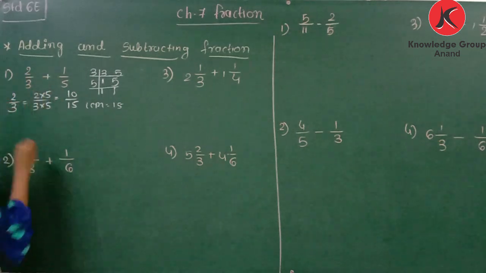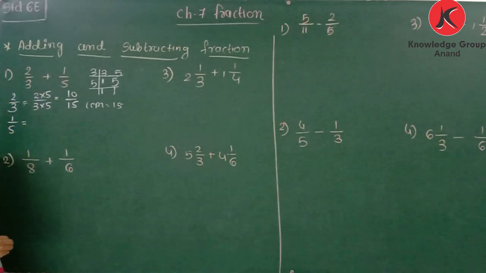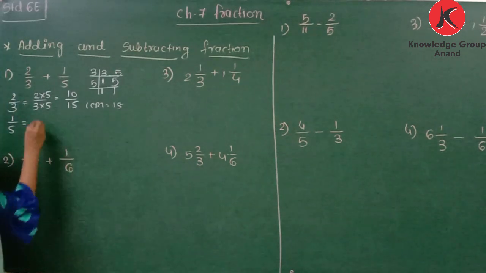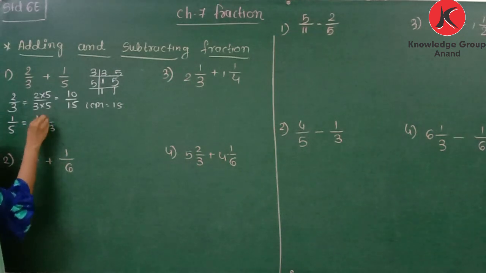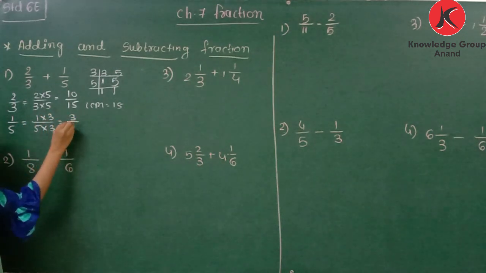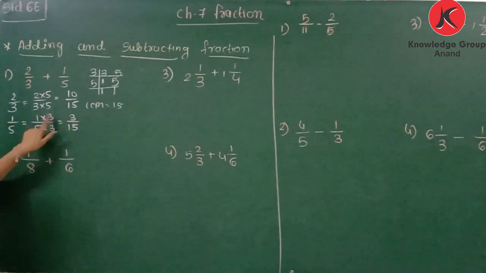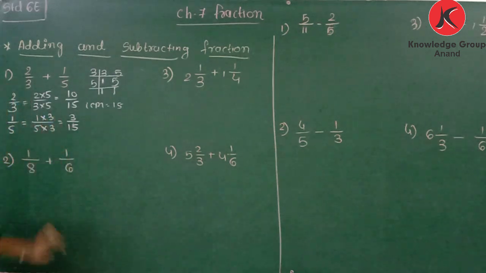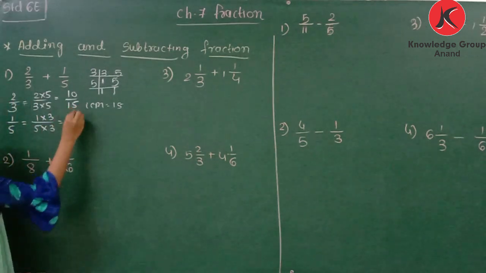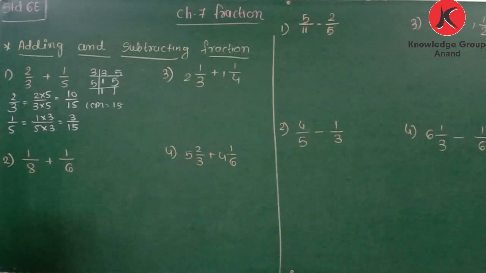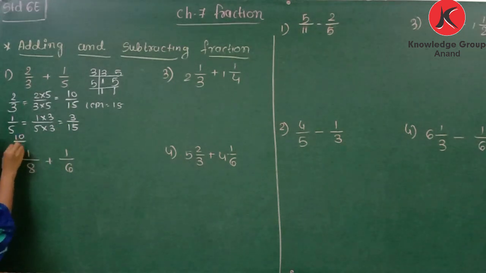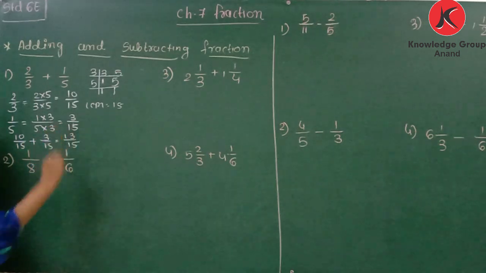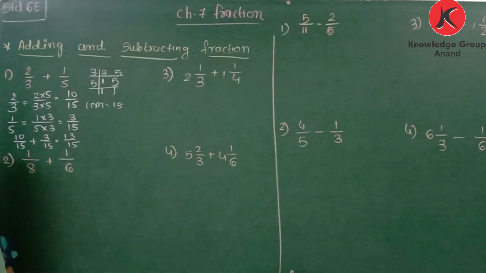Now 1 by 5. Here 1 by 5 is multiplied with what to get 15 in the denominator? 5 is multiplied with 3. So here we multiply 5 with 3. So we will get 3 by 15. 3 ones are 3, 5 threes are 15. Whatever number we multiply in the denominator, the same number we multiply in the numerator. Now we have 10 by 15 and 3 by 15, equivalent fractions. So we can write 10 by 15 plus 3 by 15 is equal to 13 by 15. So this will be our answer.